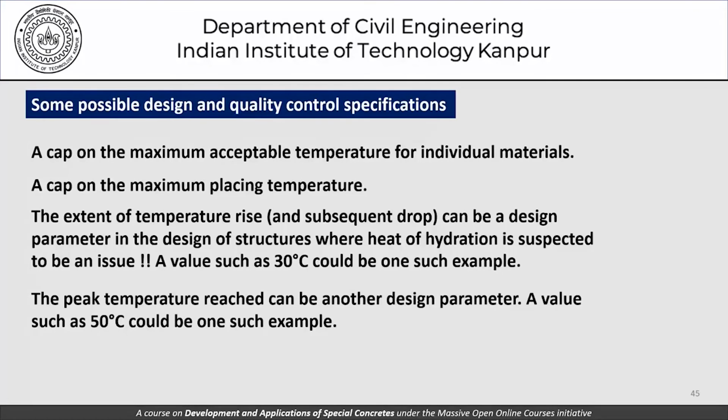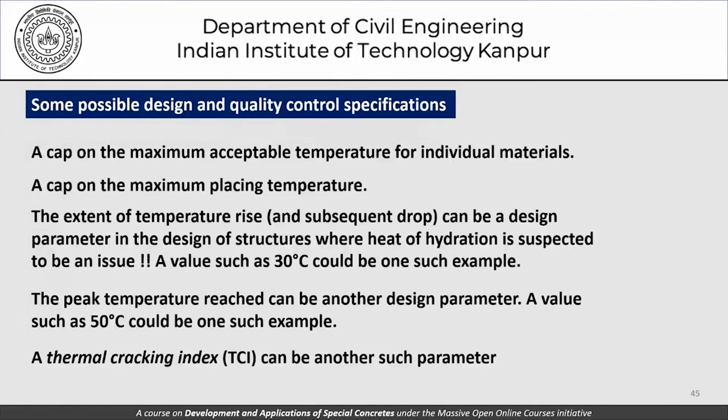The peak temperature reached can be another such parameter. We saw in one of the examples that in the lab, a peak temperature of 65-68 degrees was achieved, and there can be a specification that in this particular construction, steps need to be taken to ensure that the peak temperature does not exceed, say, 55 degrees centigrade. A thermal cracking index could be another such parameter. Now, what is a thermal cracking index?